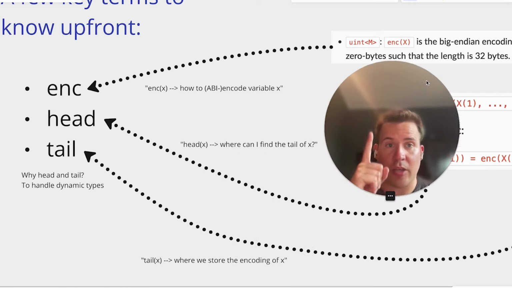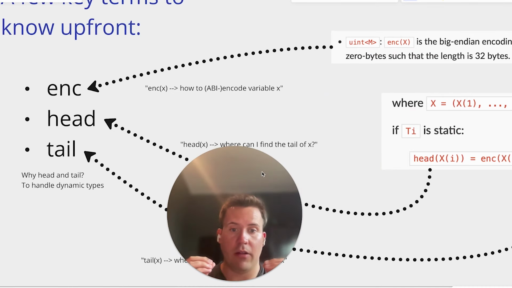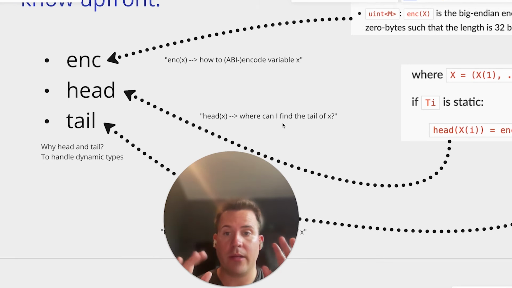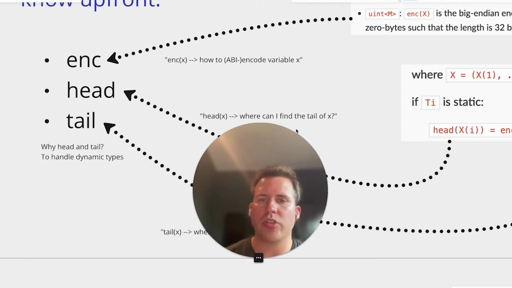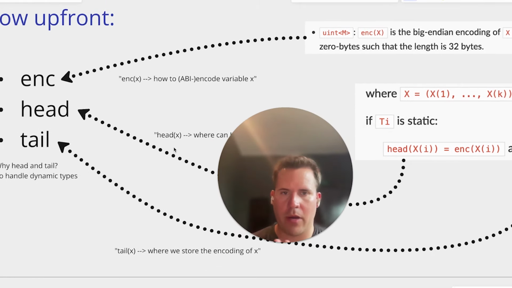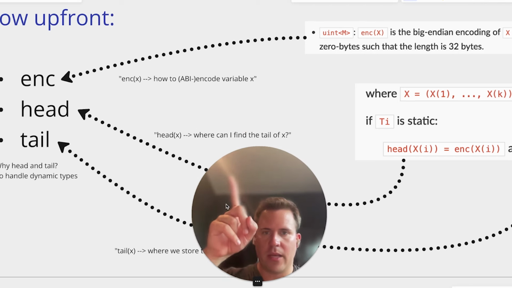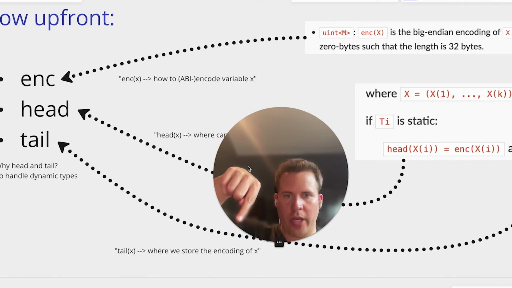For static types like a uint, the head is just the encoding of the uint itself. There's no tail. So it's really just most important for dynamic types. But every type does have a head. It's just that some types don't have a tail because they're static. So just know that this seems very abstract right now. We're going to get into why. And then basically the tail, again, I said head is like, where can I find the tail? And the tail is like, great, that is the actual encoding of X.